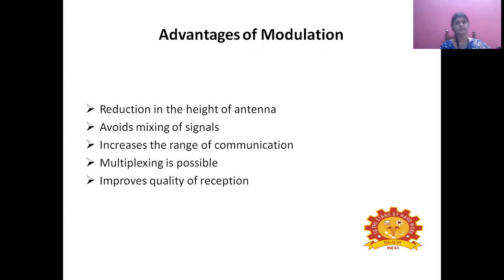Next one, multiplexing is possible. That is, in order to transmit n number of signals through the same channel, multiplexing is used. So multiplexing is possible only due to the modulation. Next one, improves the quality of reception. That is, the receiver should always be capable of correcting and detecting the errors introduced by the channel. In the case of frequency modulation and pulse code modulation, it provides better noise immunity, which improves the quality of reception.